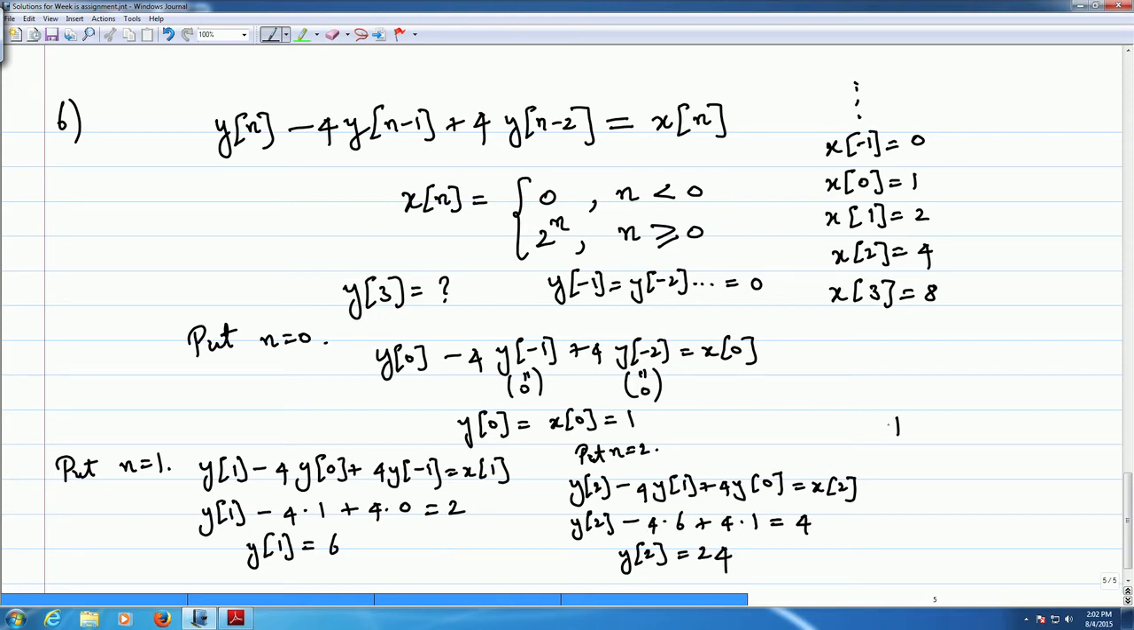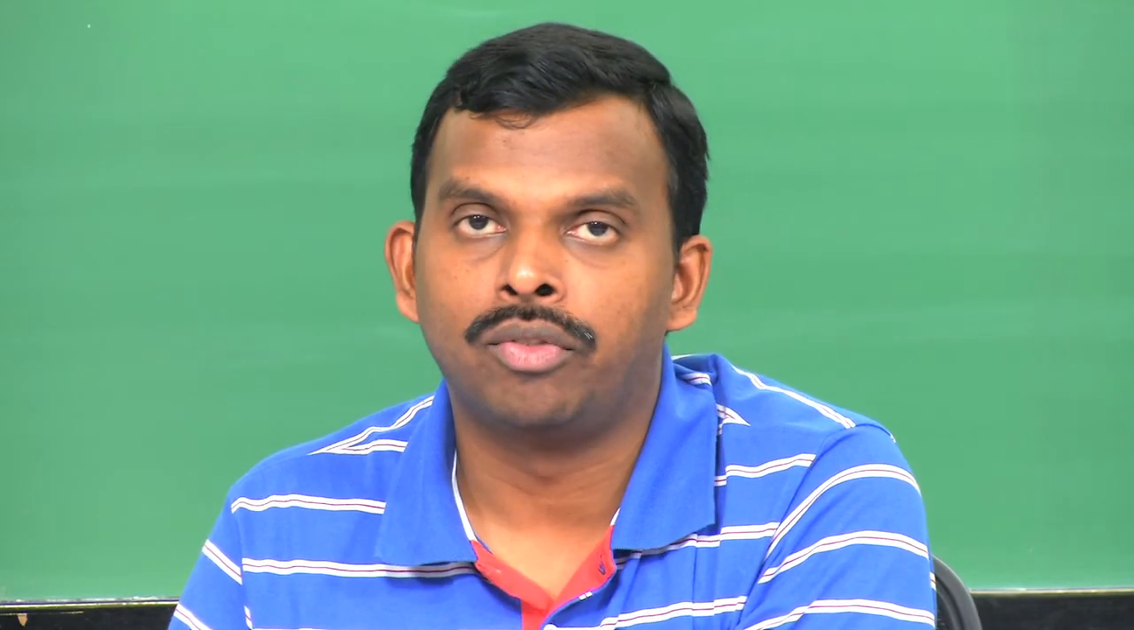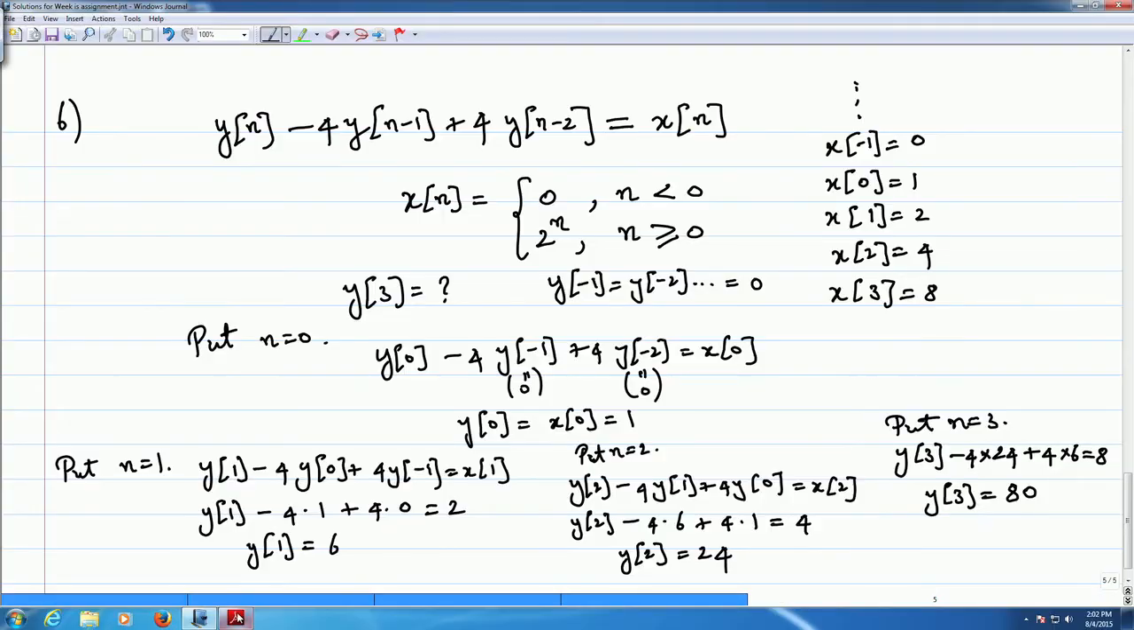Okay. And then the final step is to put n equals 3. I am going to do it a little fast. Y of 3 minus 4 times y of 2, which is 24, plus 4 times y of 1, which is 6, equals x of 3, which is 8. So, now that gives you y of 3 equals 80. Okay. You can solve this. So, like I said, the main point is to see that discrete time input output relations are really quite simple. You can just plug in values and get the answer. Okay. So, let us move on to question number 7.